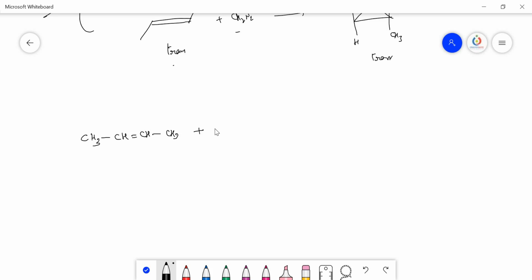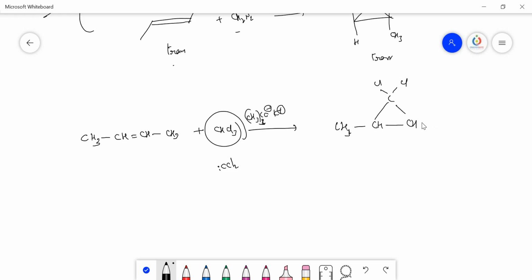Do not hesitate. So you take CHCl3, potassium tertiary butoxide, (CH3)3CO minus K plus. See, whenever you take CHCl3, don't get this CH2 like this. You will get this CCl2, dichlorocarbene. So dichlorocarbene you add here. So CH3 CH, single bond CH, C, Cl, Cl, hydrogen, CH3. So we'll get the molecule like this.